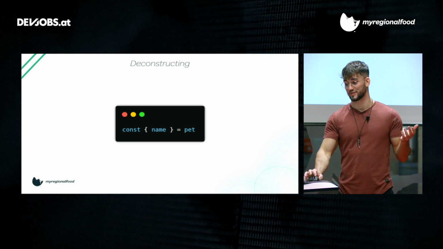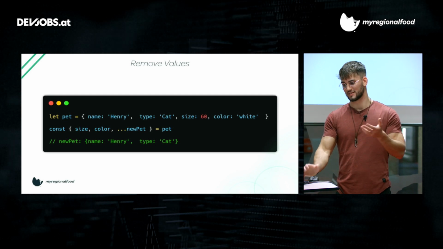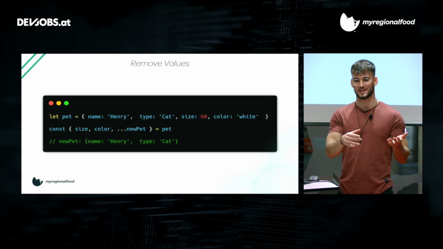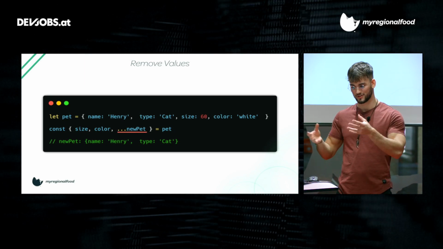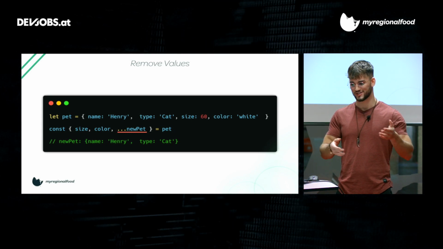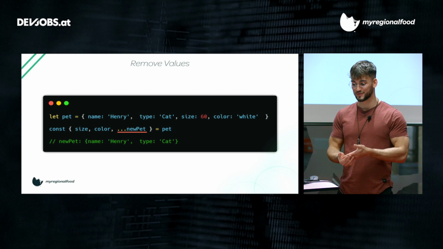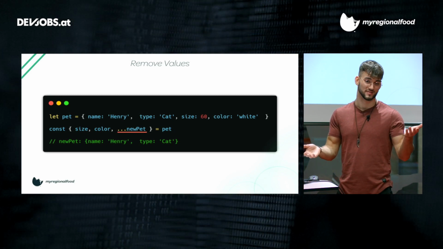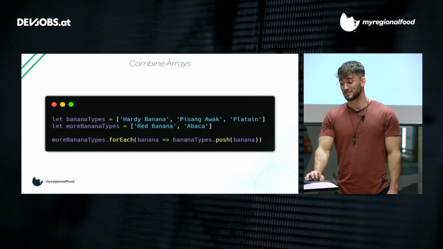When you combine it with the spread operator, it becomes very cool. So you have the pet, then you deconstruct size and color, and with the spread operator in the deconstruction, you get all the values which are left on the object, which in this case are name Henry and type cat. This becomes very useful because you can use it to delete some values of the object. Use it all the time. It's amazing.